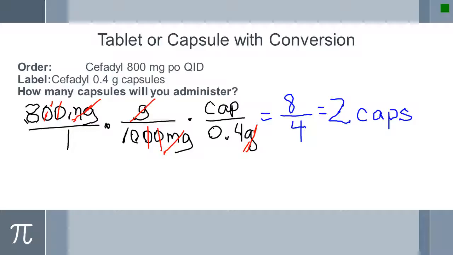So then I'm going to go ahead and take out these 2 zeros there. And so there again, now all I've got to do is my math. And so when I go to the math part, I'm going to have 8 on the top, sorry, and then 10 times 0.4 on the bottom, which is a 4. So then 8 divided by 4 gives me 2 capsules.